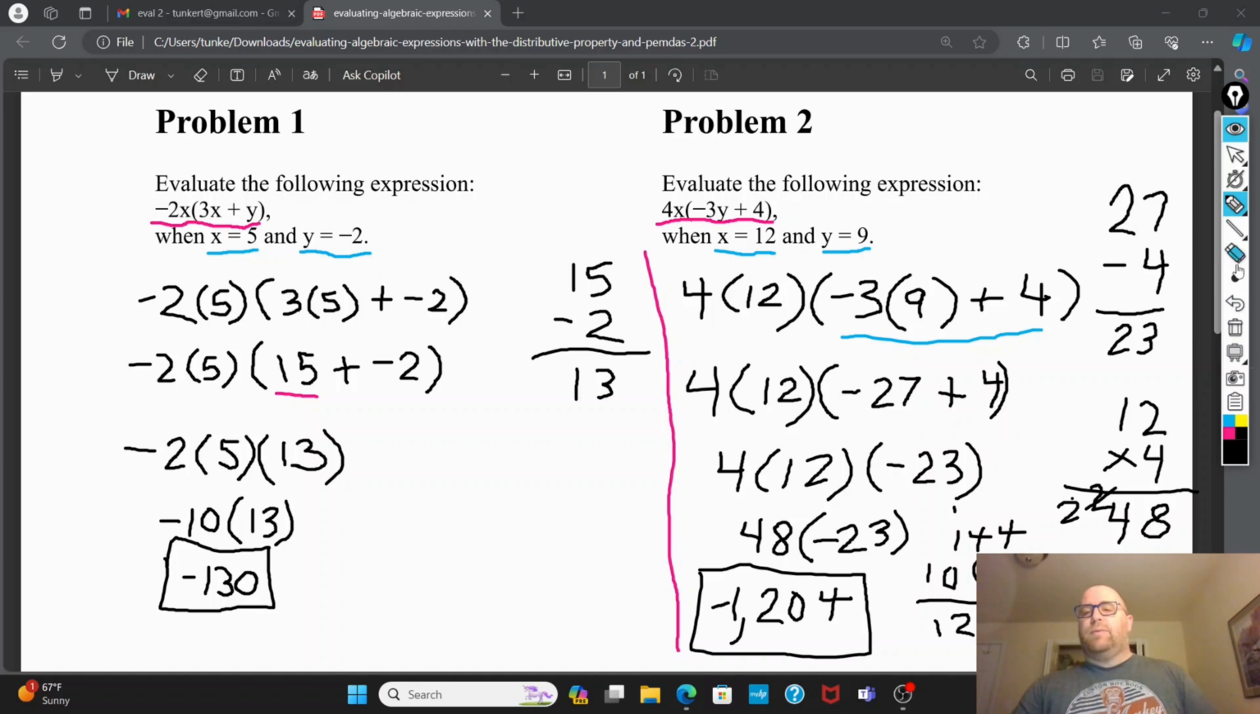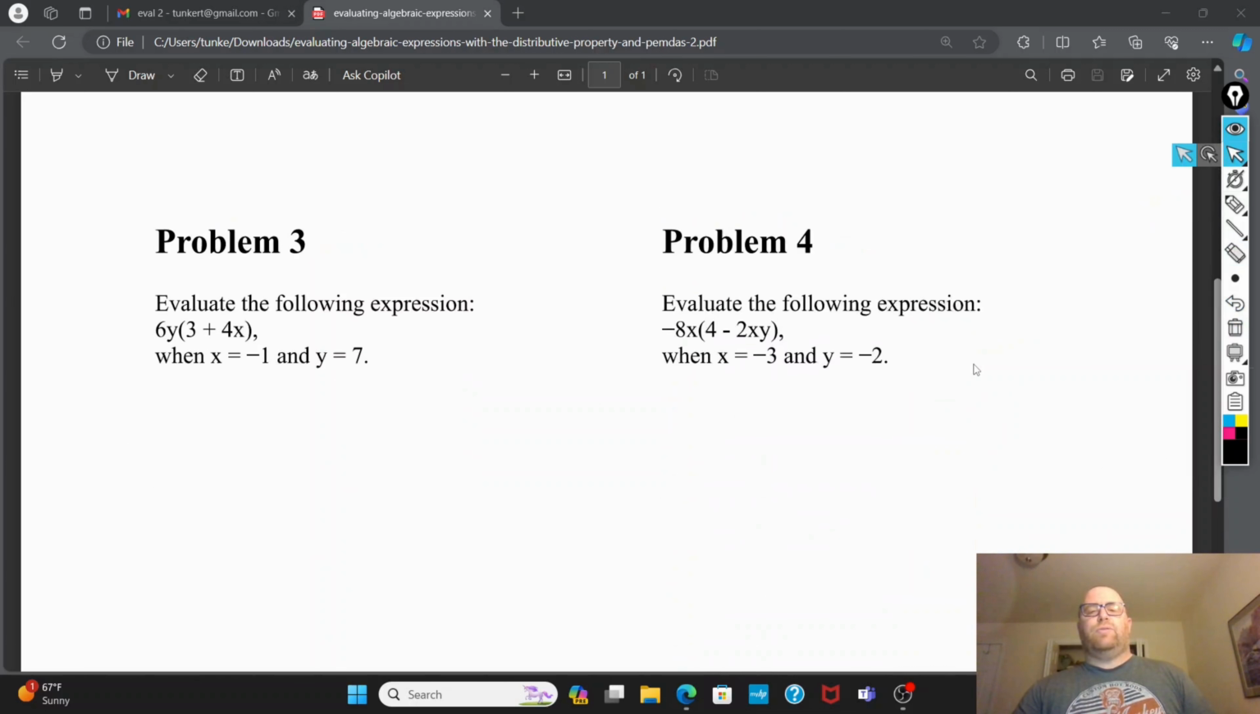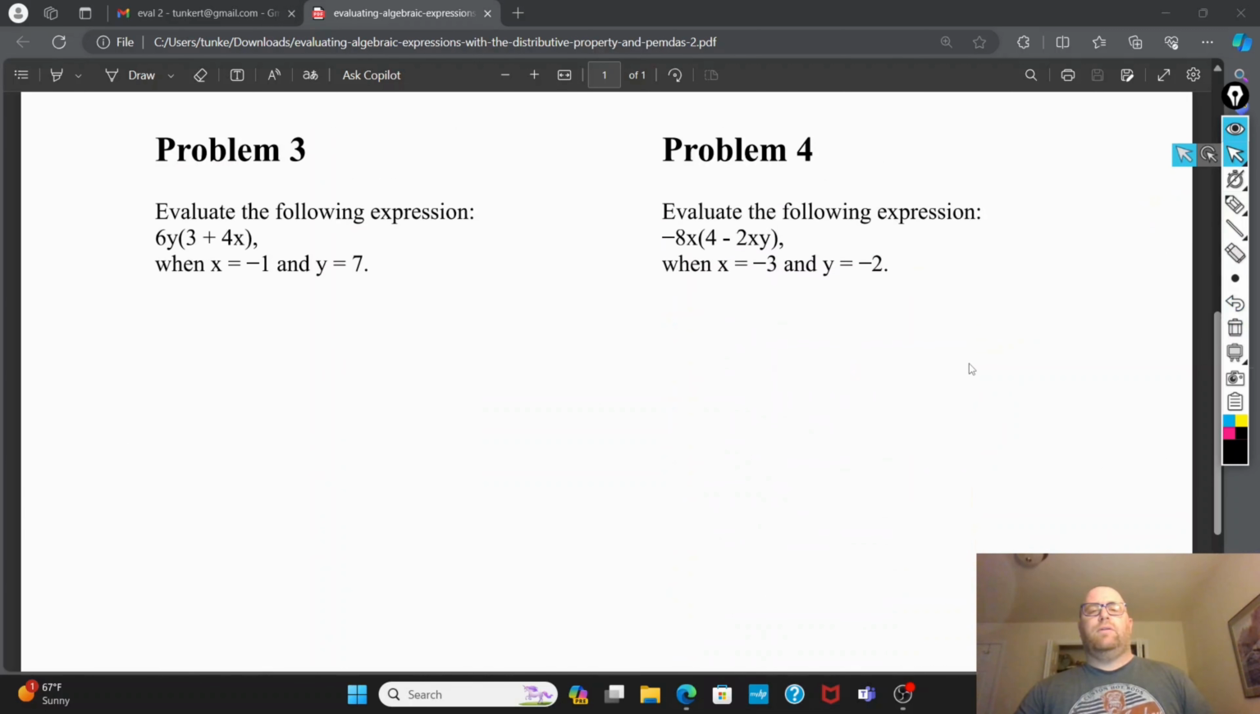Okay, so I'm going to erase this stuff. Boom. No, boom. There it's gone. And now let's move down to 3 and 4 here. Okay, and here we go.